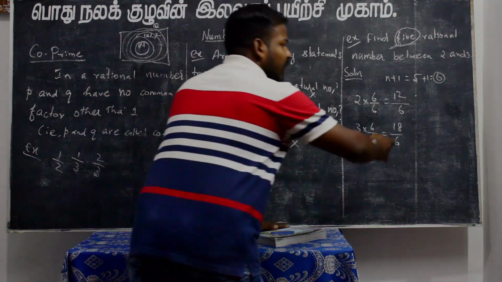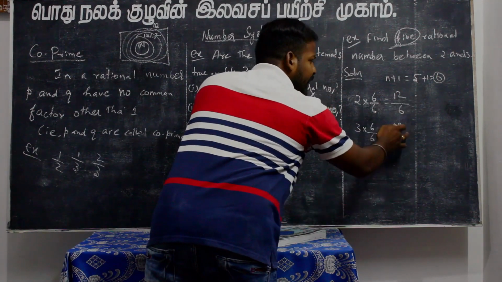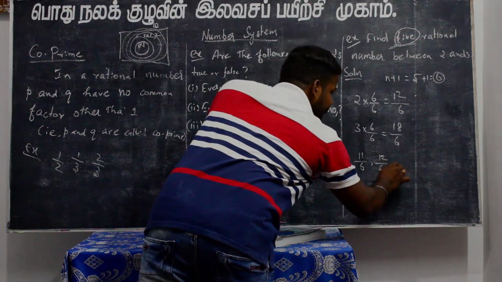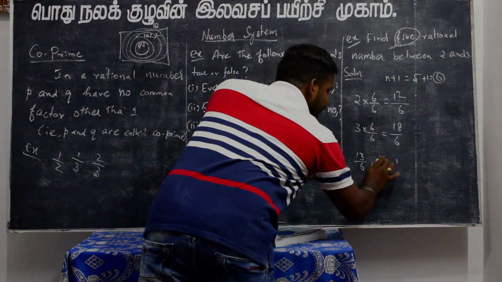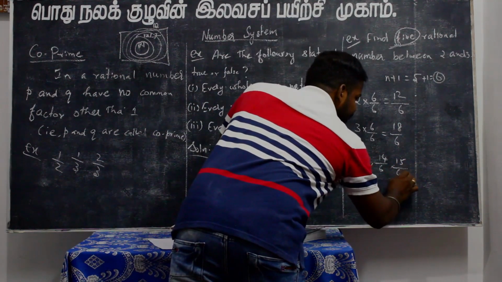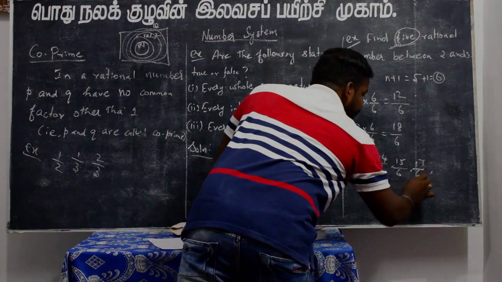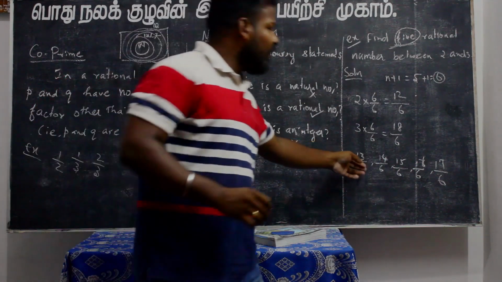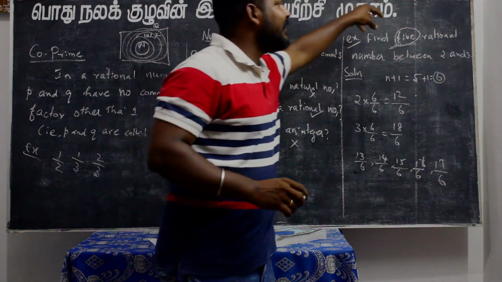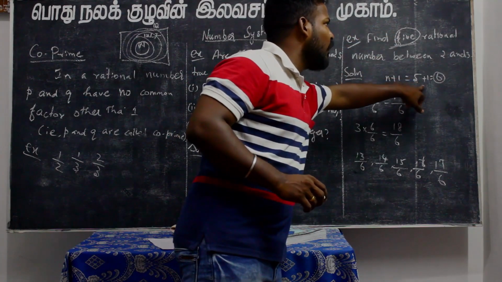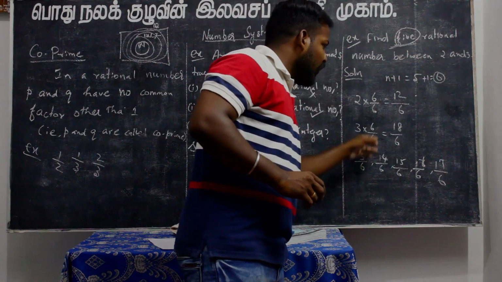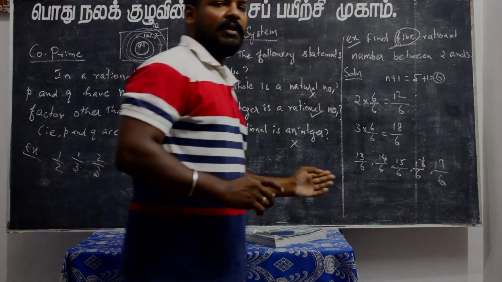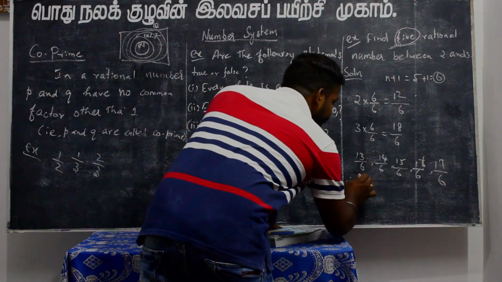So in between, what are the numbers you are having here? 12 and 18, what are the numbers in between? 13 divided by 6, 14 divided by 6, 15 divided by 6, 16 divided by 6, and 17 divided by 6. How many numbers are you having? 5 numbers. If you want to find a 6th number, then 6 plus 1, so you will get 7. So you multiply numerator and denominator by 7. So finally you will get the 6 numbers.